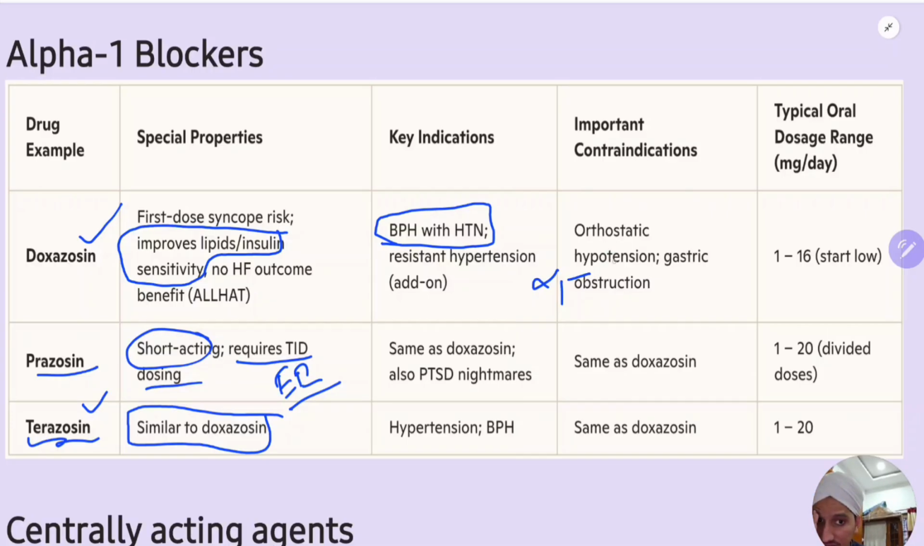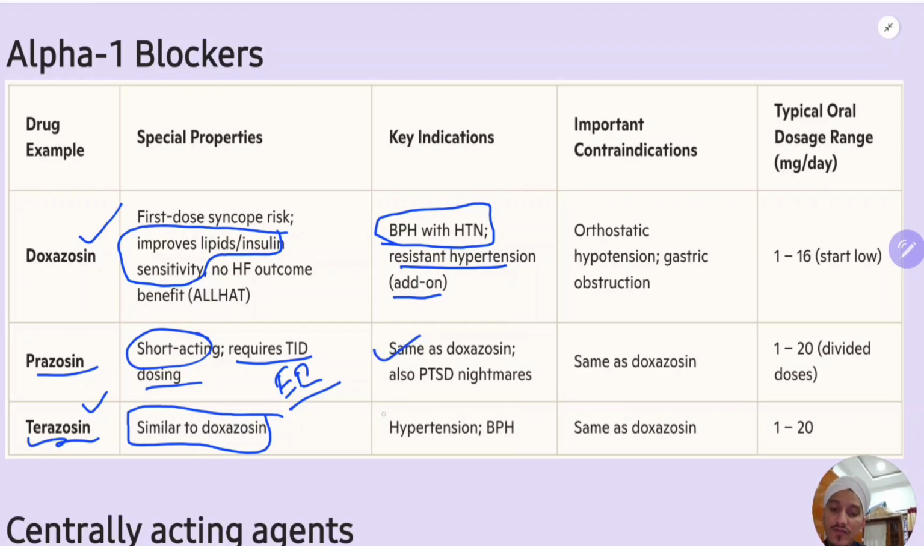Alpha-1 receptors are responsible for that. In the prostate, it will compress the urethra. So alpha-1 receptors are situated on the prostate. So when you give doxazosin or terazosin or prazosin, that will act on this and relax the prostate, and thus improve the urine outflow. So any patient who is having BPH with hypertension or resistant hypertension, as an add-on therapy you can give this doxazosin, or terazosin also.